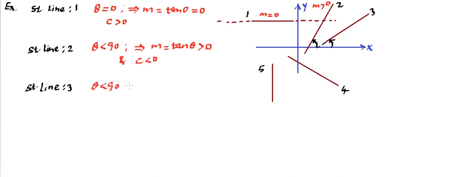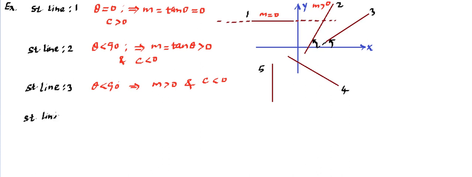Whenever theta comes out to be less than 90, we can claim the slope is going to be positive. Moreover, we can produce it further to see where it cuts the y-axis. It's again cutting the y-axis downside. That means c is negative. Extending this to straight line 4.